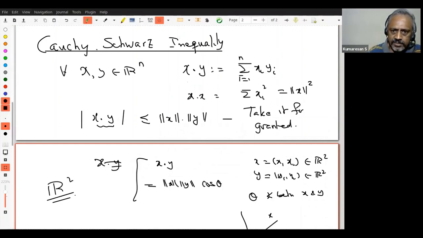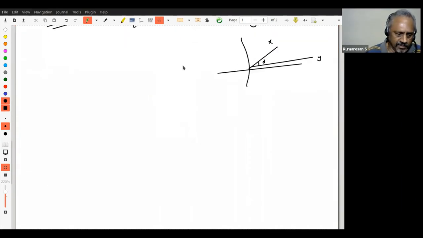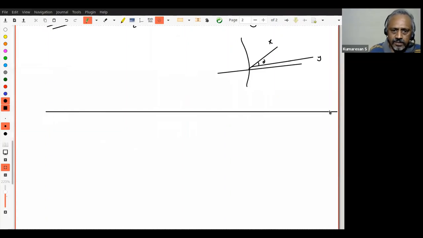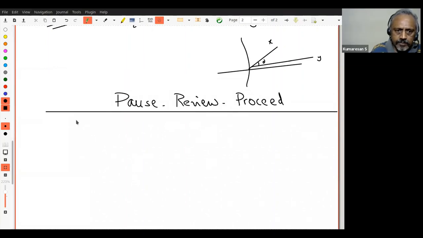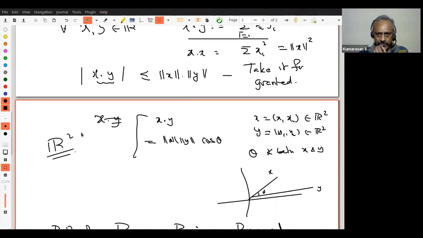What is x dot y? This. And what is x dot x? It's nothing other than length squared, the square of the length of the vector. And I have an estimate for the dot product: modulus of x dot y is less than or equal to the length of x times the length of y. This is known as the Cauchy-Schwarz inequality. So this is a very quick review of Rn with the necessary geometry. I'll give about 10-15 seconds. If you have any problem, please ask me.